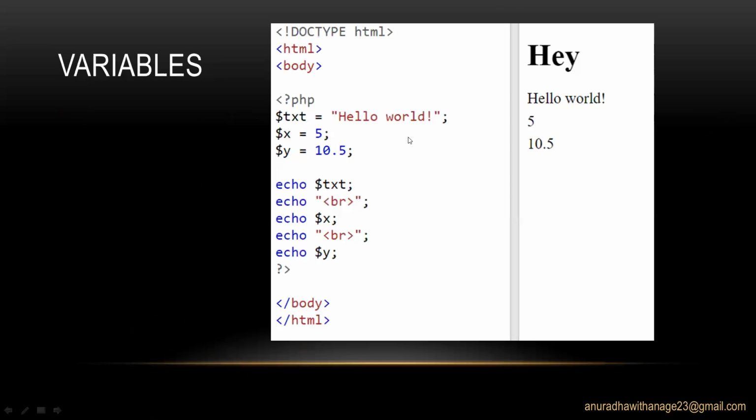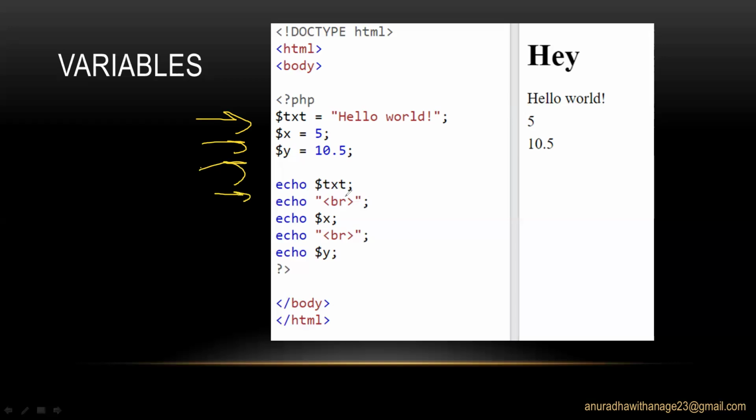So this is a small script showing how you declare a variable. Here $txt is one variable, with the value hello world. This is a string, that is why I'm using double quotes. And $x is another variable with the value 5. That is an integer, so I'm not using double quotes for 5. $y is another variable, a decimal number, 10.5. I don't need to worry about the data type, right? And I have printed those values.